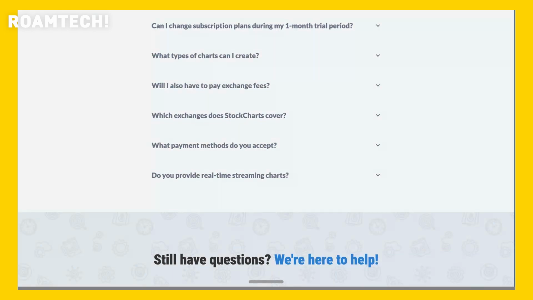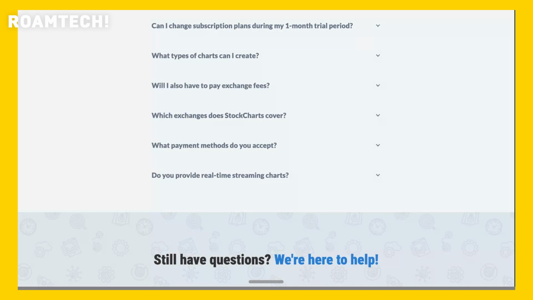I particularly enjoyed using the drawing tools to identify potential support and resistance levels on the charts, and the ability to easily add multiple indicators to a single chart was a major plus. The platform performed flawlessly. I experienced no lag or glitches during my use. I had a quick question about a specific indicator, and their support responded within 24 hours via email. I was really impressed by the sheer number of technical indicators available and the customizability of the charts.